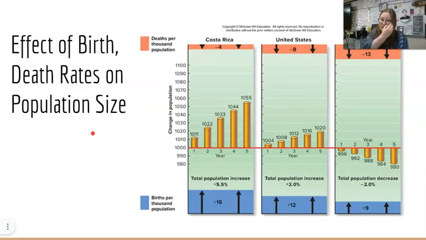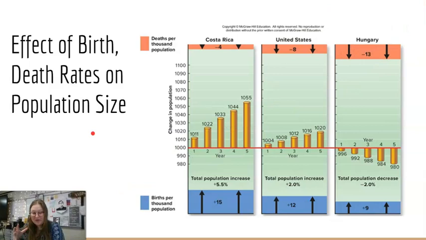So this is one graph. We looked at this before, if you were here when we learned about graphs at the beginning of the year. But this is the effect of birth and death rates on population size. In Costa Rica, we have our deaths up here in the red, and then our birth rate down here in the blue. So Costa Rica has a lower death rate than birth rate, so we're going to see a population increase, and it's shown as 5.5%.